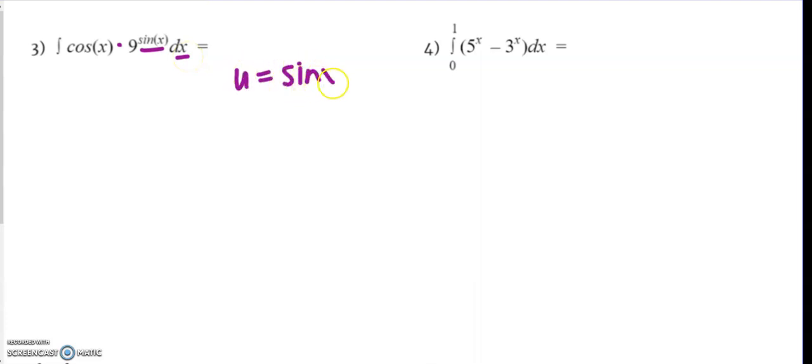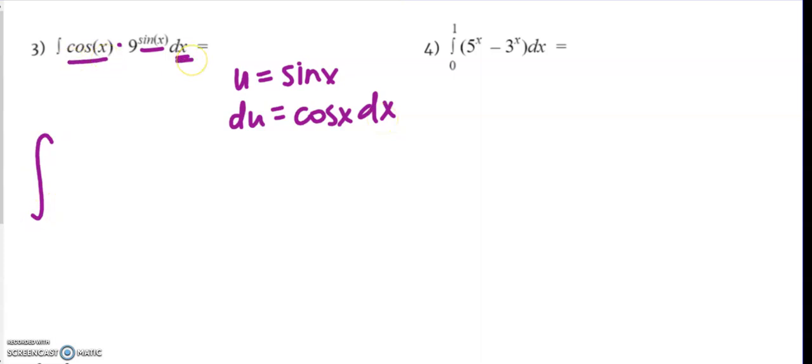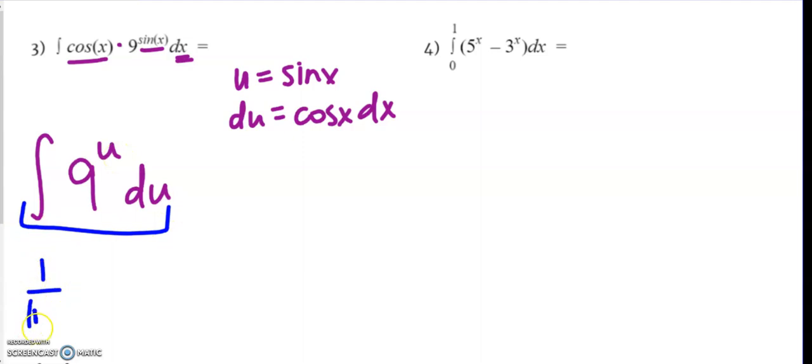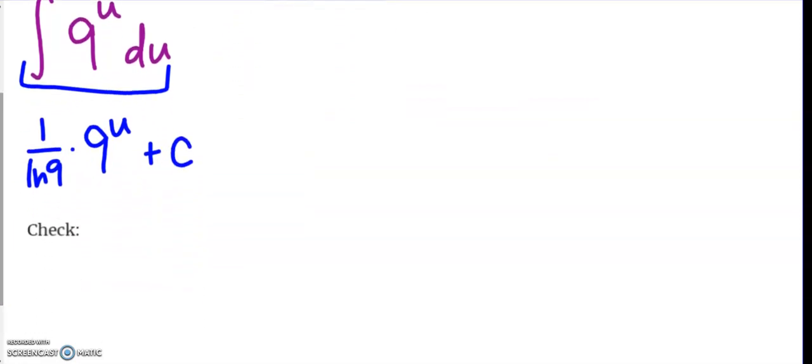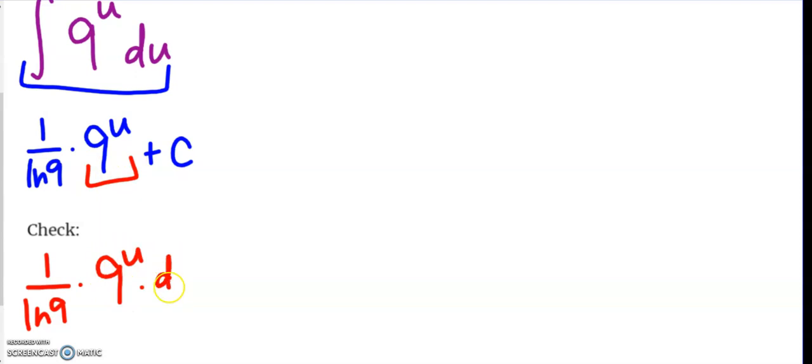U is equal to sine of x. Du then is equal to cosine of x dx. Oh, look how nicely this is going to work out. When I do my substitution, cosine of x dx gets exchanged for a single du, and 9 to the sine x becomes 9 to the u. This then is my brand new rule. The antiderivative of 9 to the u is 1 over the natural log of 9 times 9 to the u plus c. Check my answer, take a derivative. 1 over the natural log of 9 is just chilling. The derivative of 9 to the u is 9 to the u.